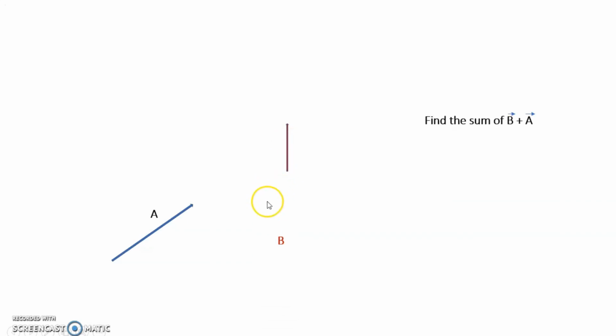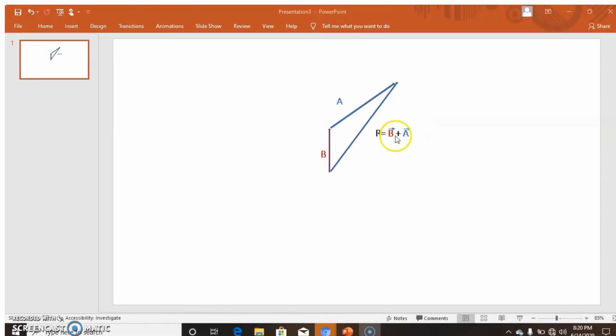Now, since the trick is the head and the tail trick, the tail of vector A is going to meet with the head of vector B. So this is how to join the two vectors. The next thing we are going to do is to sum up the vectors. How do we sum it up? We are going to get a resultant vector that joins from vector B to vector A. The resultant vector R is equal to vector B plus vector A.